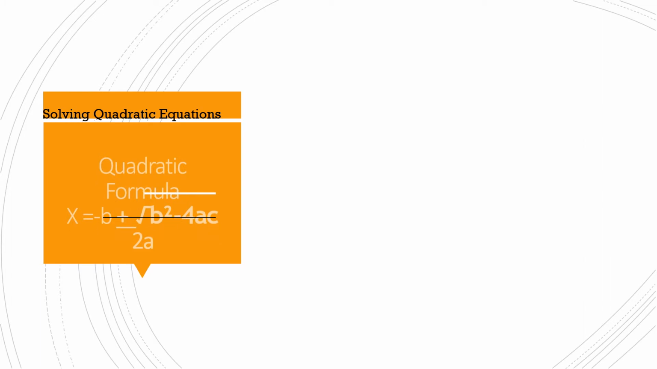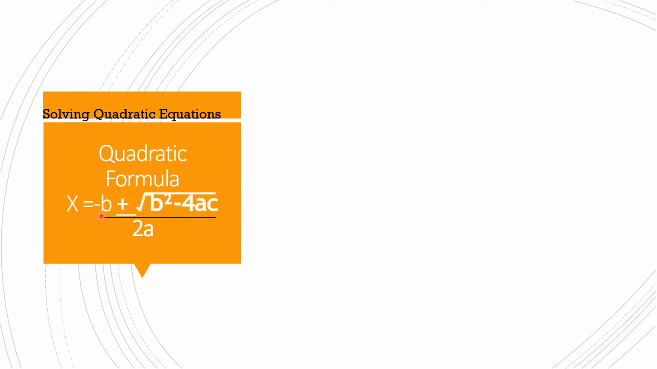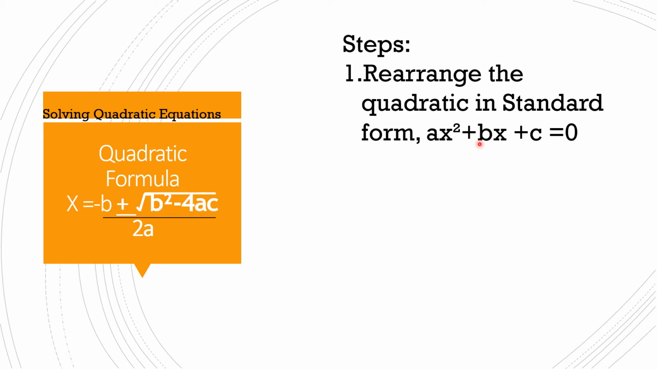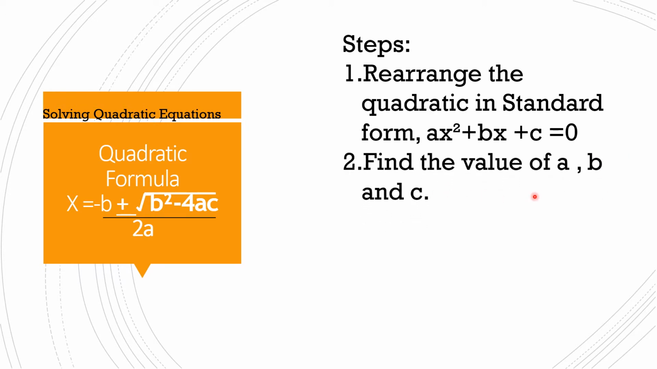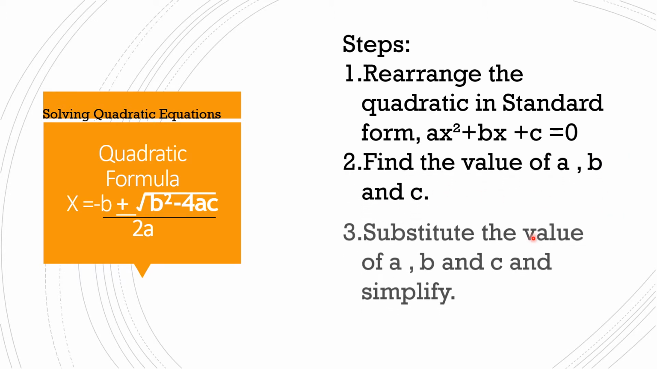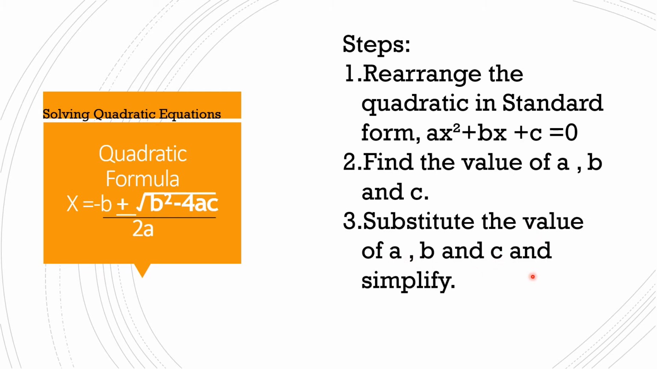Here's the quadratic formula. X is equal to negative b plus minus square root of b squared minus 4ac all over 2a. So you need to memorize this formula. Let's have an example. Let's follow these steps. Rearrange the quadratic equation in standard form first. And then, find the value of a, b, and c. Then, substitute the value of a, b, and c and simplify.